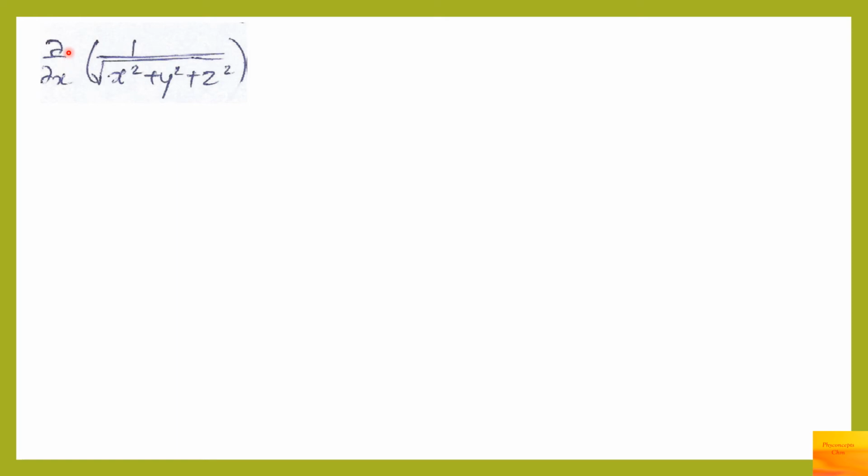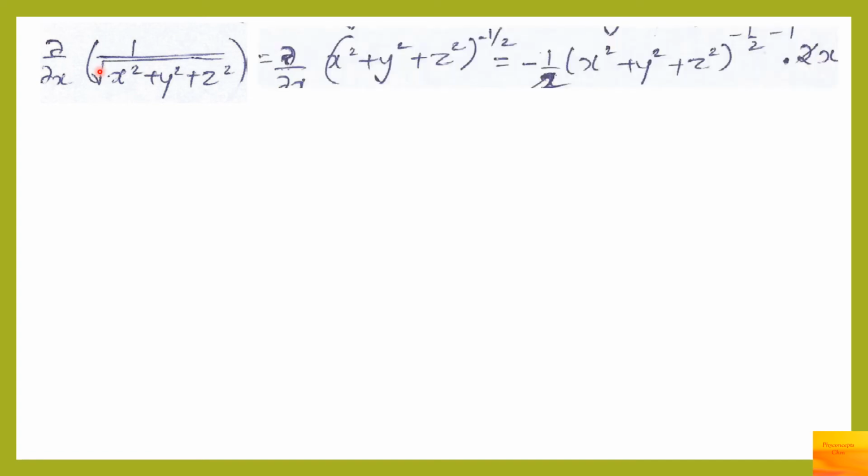So we will first differentiate with respect to x. For that we will take this term in the numerator, so that can be written as x square plus y square plus z square the whole raised to minus half. And now we will differentiate with respect to x. We get minus half into x square plus y square plus z square raised to minus half minus 1. Then also we have to differentiate x square, so that will be into 2x. So 2 will get cancelled out, and we get minus x into x square plus y square plus z square the whole raised to minus 3 by 2.